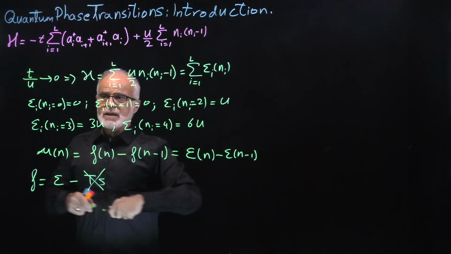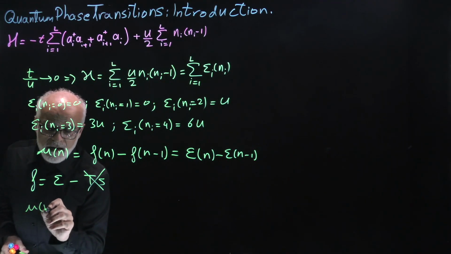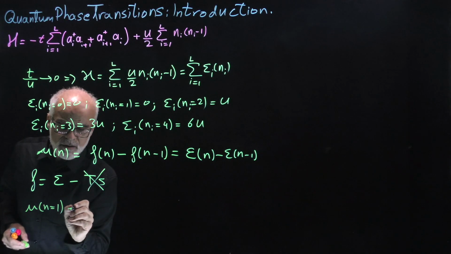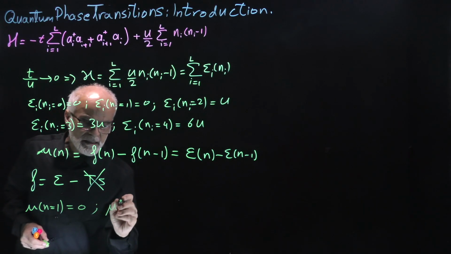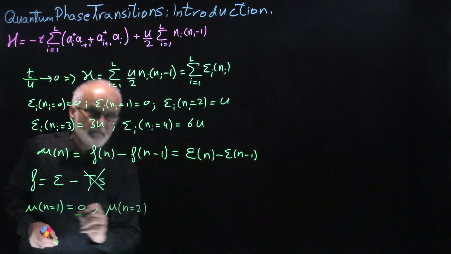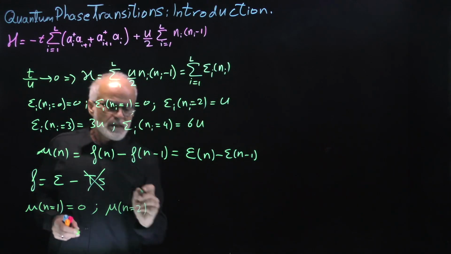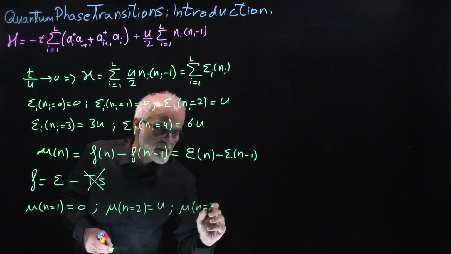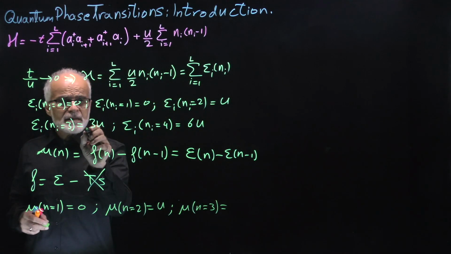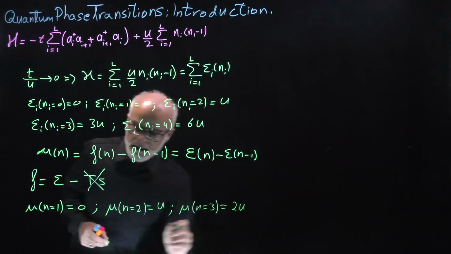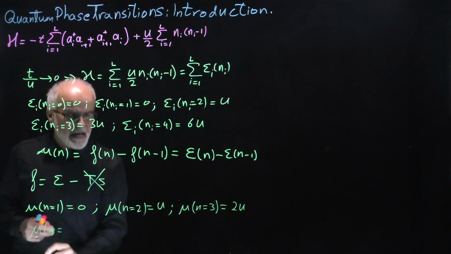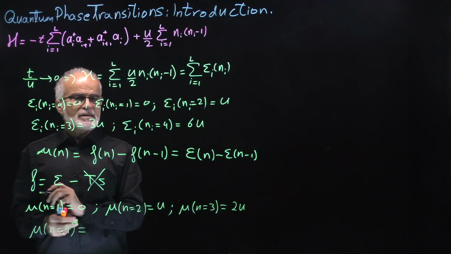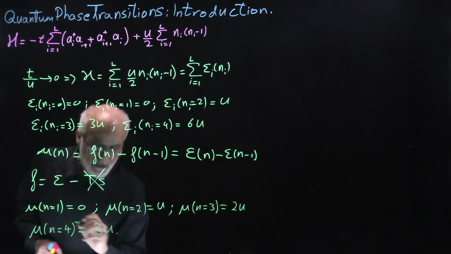We have all of these energies. Let us calculate then the chemical potential for having one particle. Well, it is this energy minus this energy. As you see, it is equal to 0. Let's calculate the chemical potential for having two particles. Now that's equal to this energy minus this energy. That's equal to U. The chemical potential for having three particles, it is this minus that. That's 2U. And the last one I will do is the chemical potential for having four particles, which is equal to this energy minus this, and that is equal to 3U.